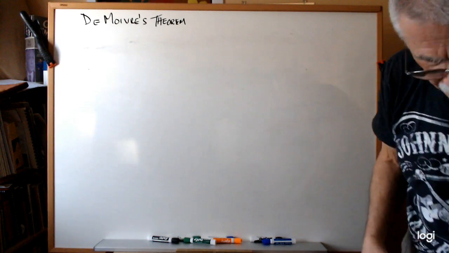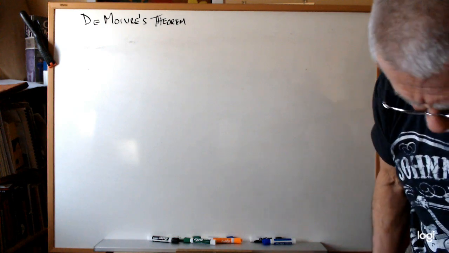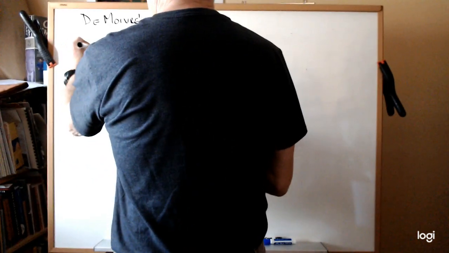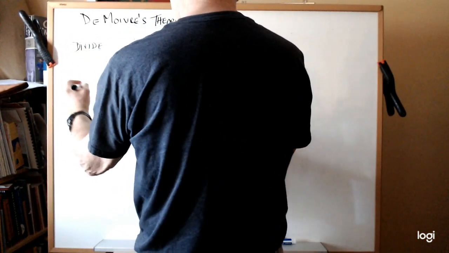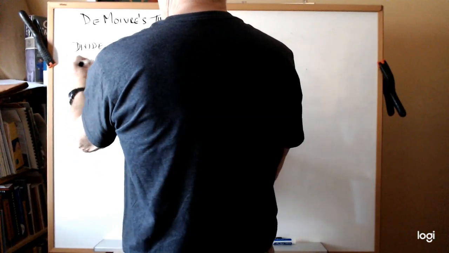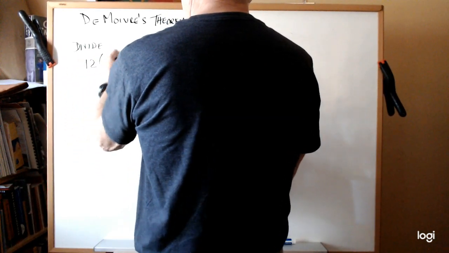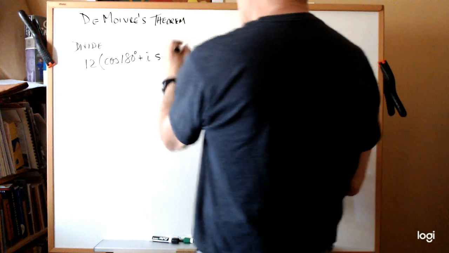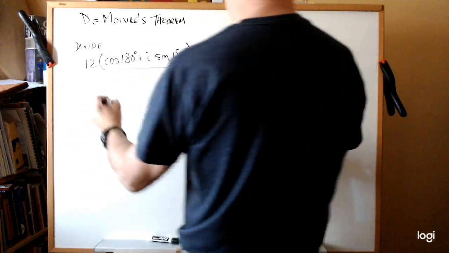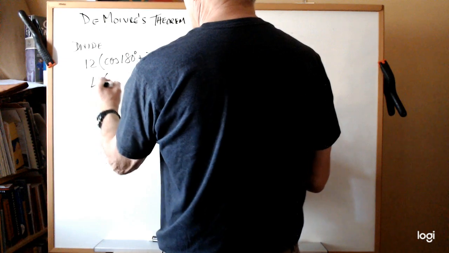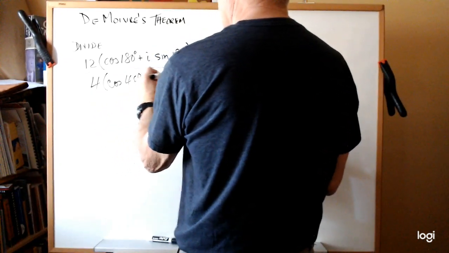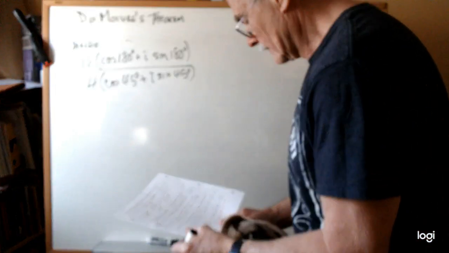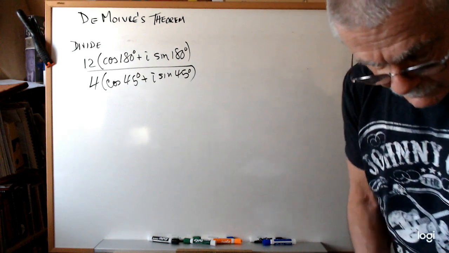Okay, division, here we go. Divide 12 (cos 180 plus i sin 180) divided by 4 (cos 45 plus i sin 45). Okay, see if I copied correctly. I think I did.